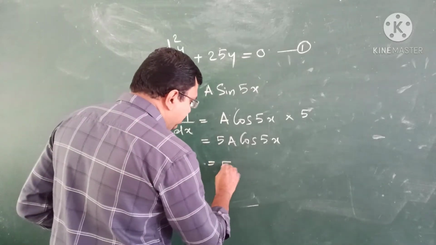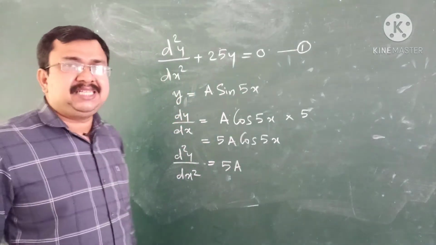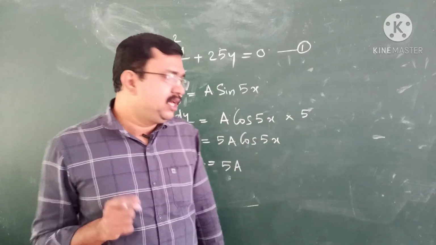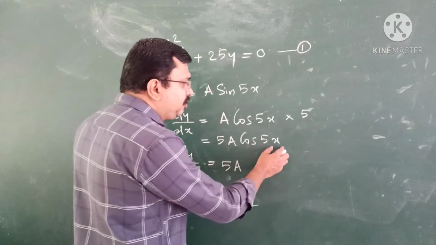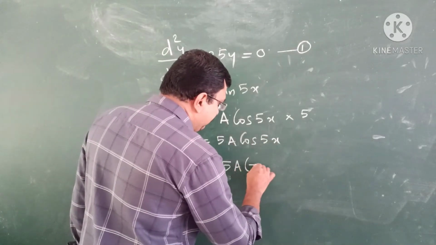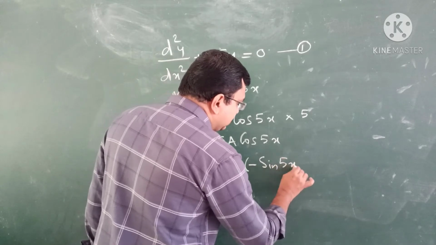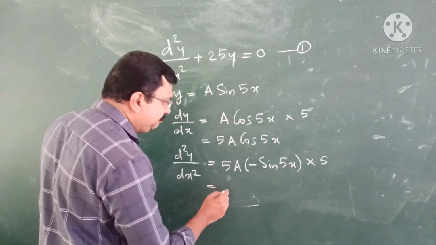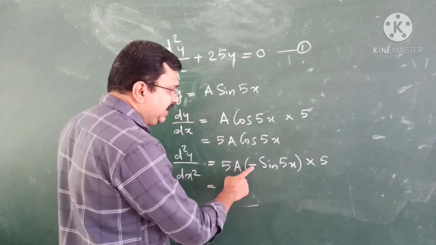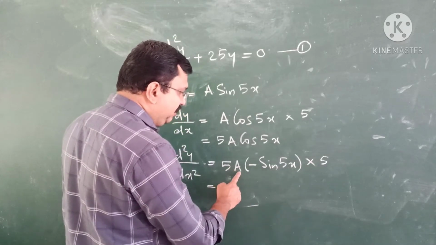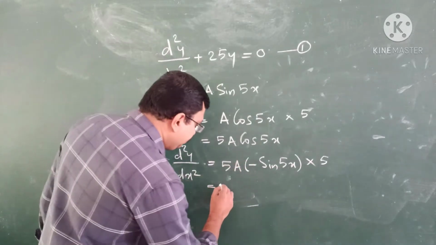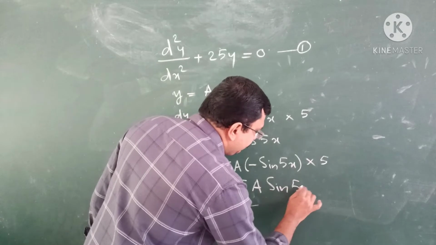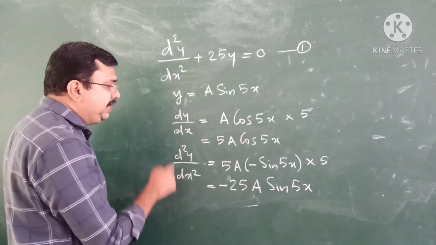That is 5a, a constant, into what is the derivative of cos x? You know that the derivative of cos x is minus sin x. Here we want to find out the derivative of cos 5x. That is minus sin 5x into the derivative of 5x, 5. Therefore, it will become 5a into minus 5, 5 into 5, 25a. The minus sign is very important. Minus 25a sin 5x. That is d square y by dx square.